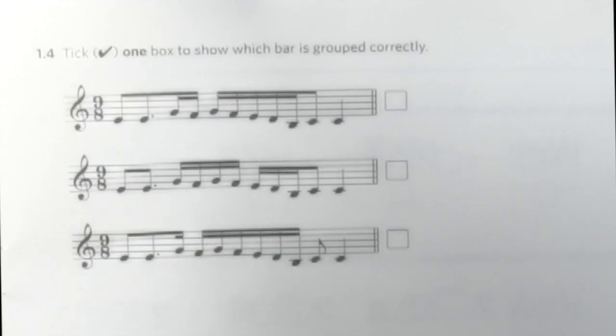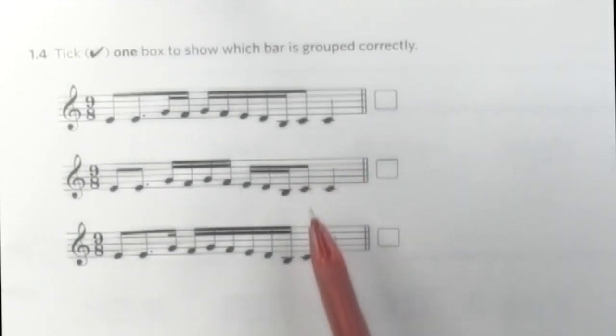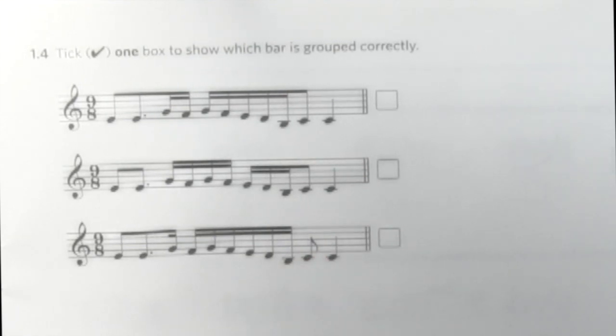In this question, we need to tick the box that shows the only bar grouped correctly. Now, grouping is important, as I always say in my videos. It helps the sight read. It gives the conductor how to conduct. And it helps us feel in the music in the right way.